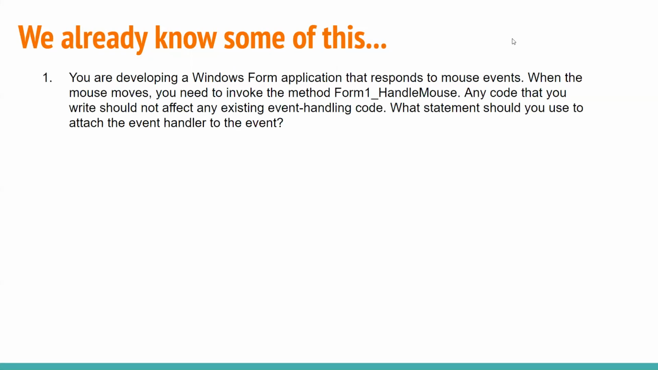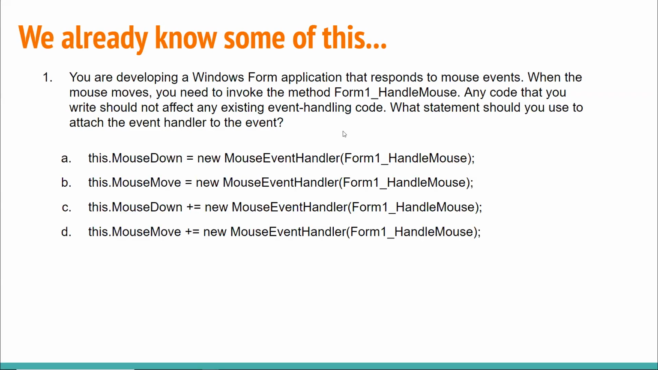So here's one question from the end of chapter 5. You are developing a Windows form application that responds to mouse events. When the mouse moves, you need to invoke the method form1_handle_mouse. Any code that you write should not affect any existing event handling code. Which statement should you use to attach the event handler to the event? So which code would I use to do this?